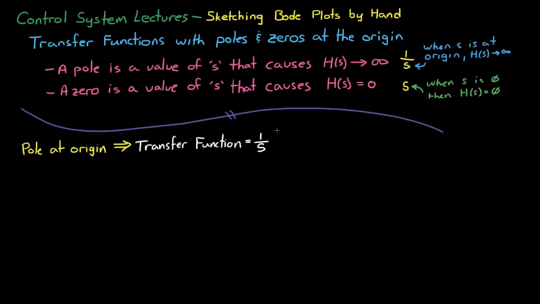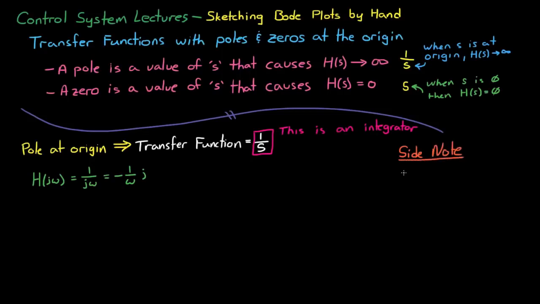This transfer function is very important in control systems because it's the Laplace transform of an integrator, but we'll talk more about that later. For now, we can solve for the frequency response by setting s to j omega, which for our transfer function is negative 1 over omega times j.